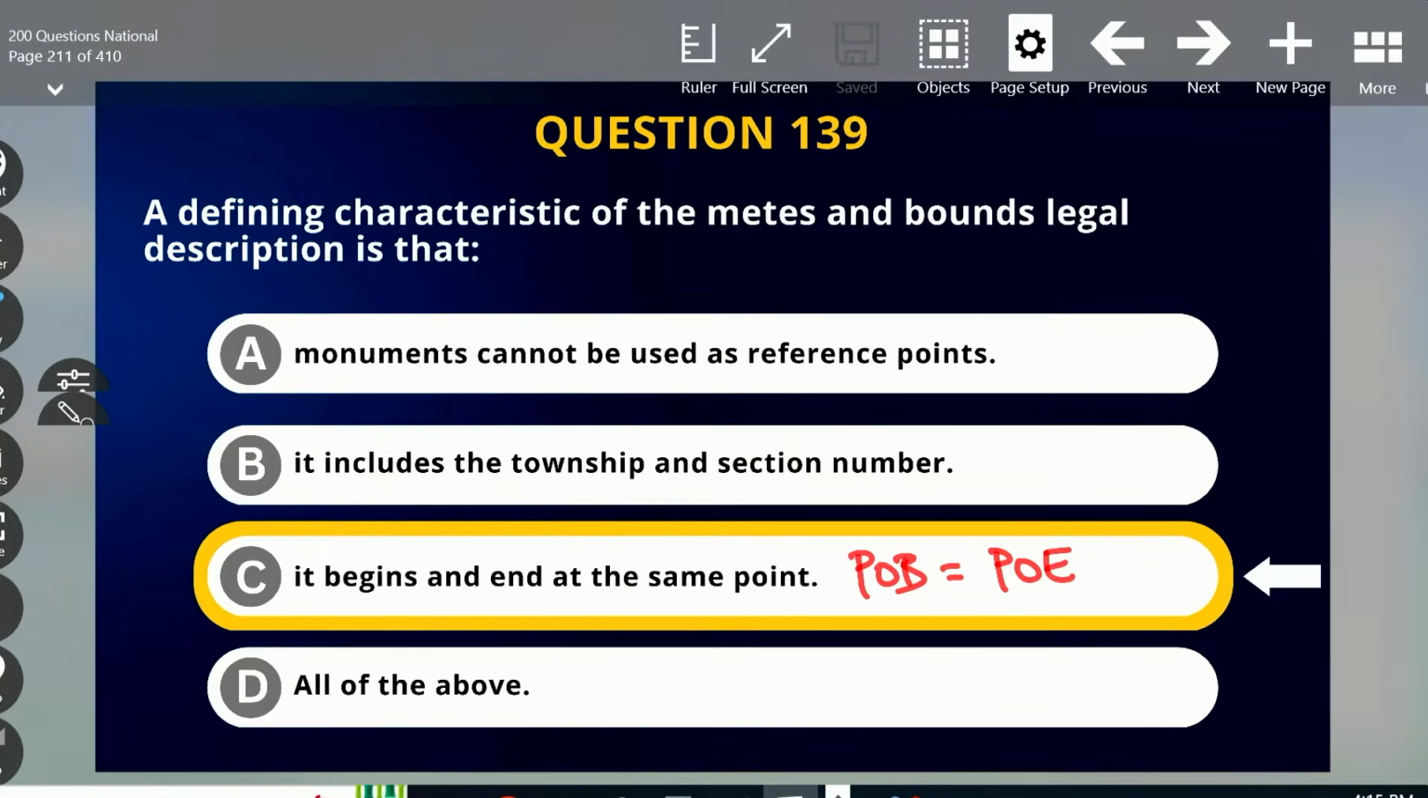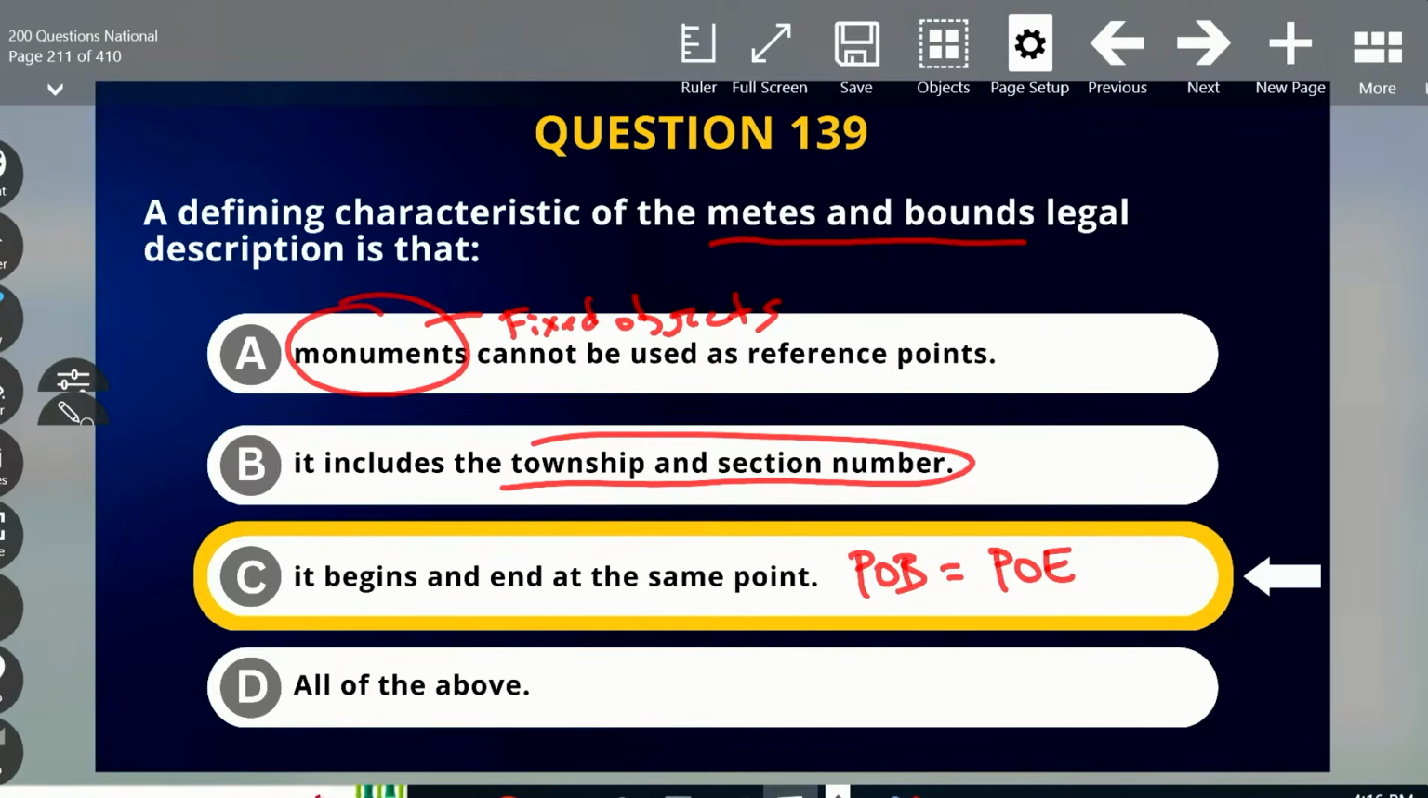Now, the meets and bounds description, being one of the oldest ones, does use a phrase called monuments. Monuments are fixed objects that are referenced inside of the description, like the old rock, the iron rod, the marker, that kind of stuff. It includes townships and section numbers. That's not for meets and bounds. Townships and sections is for the government survey method. And then all of the above would not be correct. All right, so that's how this breaks down.